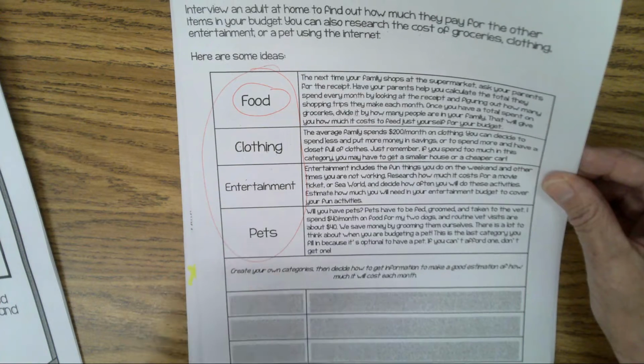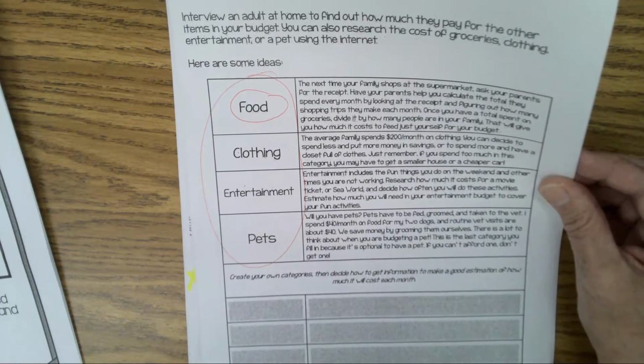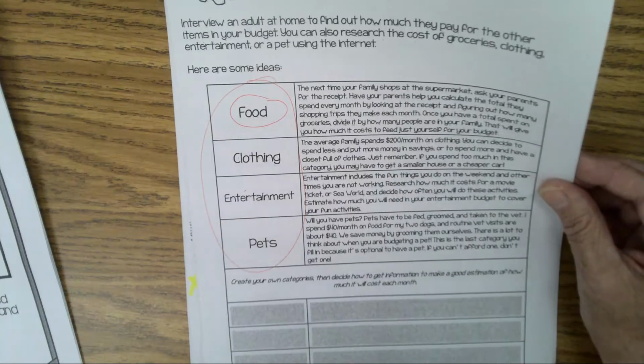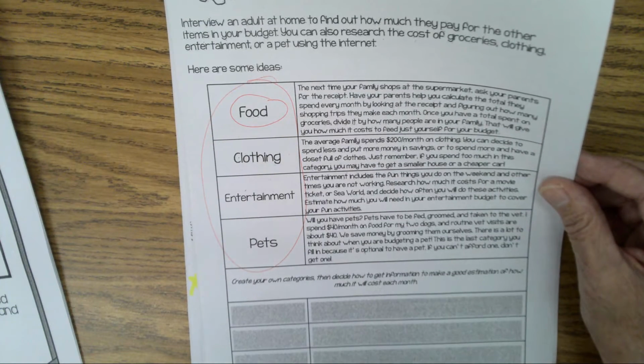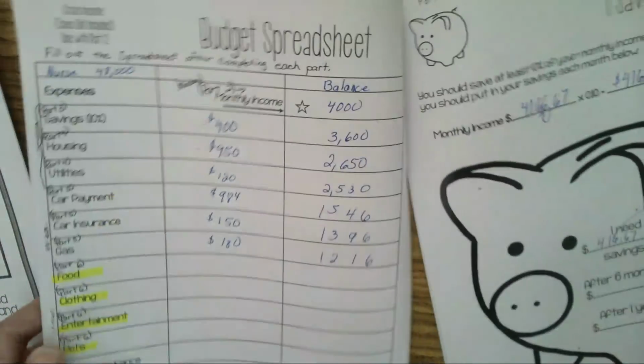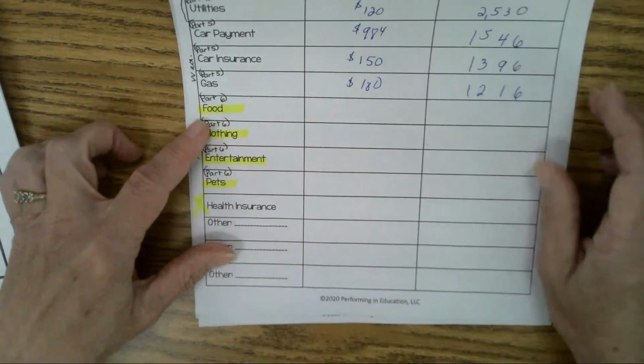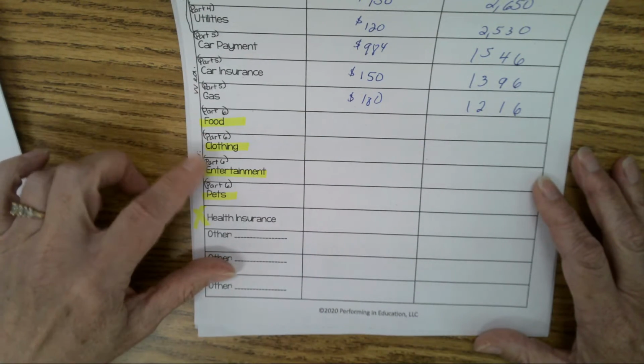Pets. You do not have to have a pet. If you don't want a pet, you can leave that blank. But if you have a pet, you need to make sure you buy the things that you need to keep it alive for the month. And really, we want the pet to live longer than a month. So today, food, clothing, entertainment, pets.